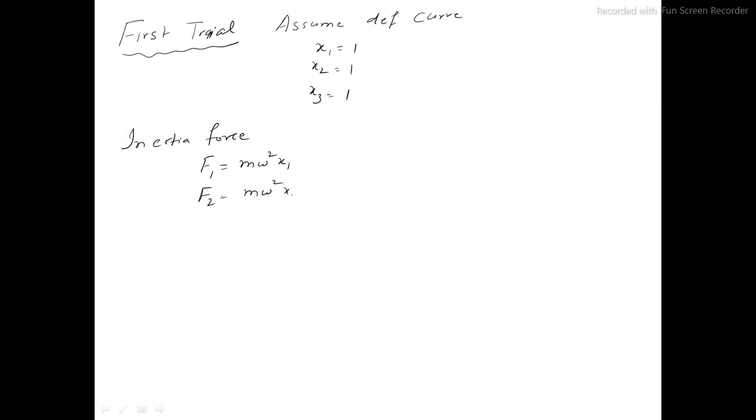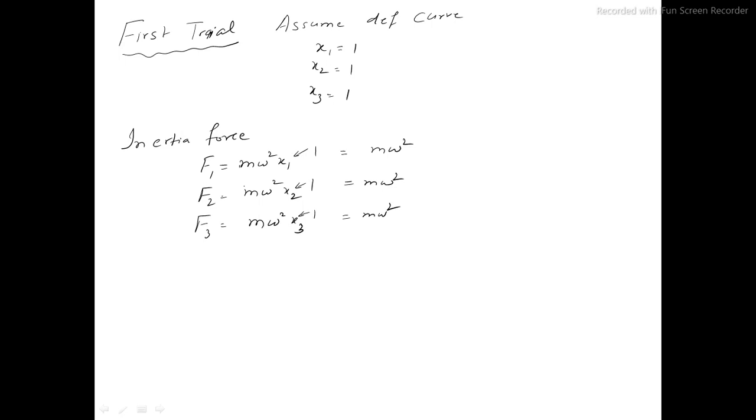It depends. So we will assume the deflection curve. Let's assume the deflection curve x1, x2 and x3 is equal to 1, 1, 1. In the second step we have to find the inertia loading, the inertia force. I'm writing in short form. Inertia force calculation: F1 would be m omega square x1, and F2 will be m omega square x2. All the masses are equal, so we are not writing m1, m2, m3. As x1, x2 and x3 are all 1, the forces are m omega square, m omega square and m omega square. So all the values of the forces are written.